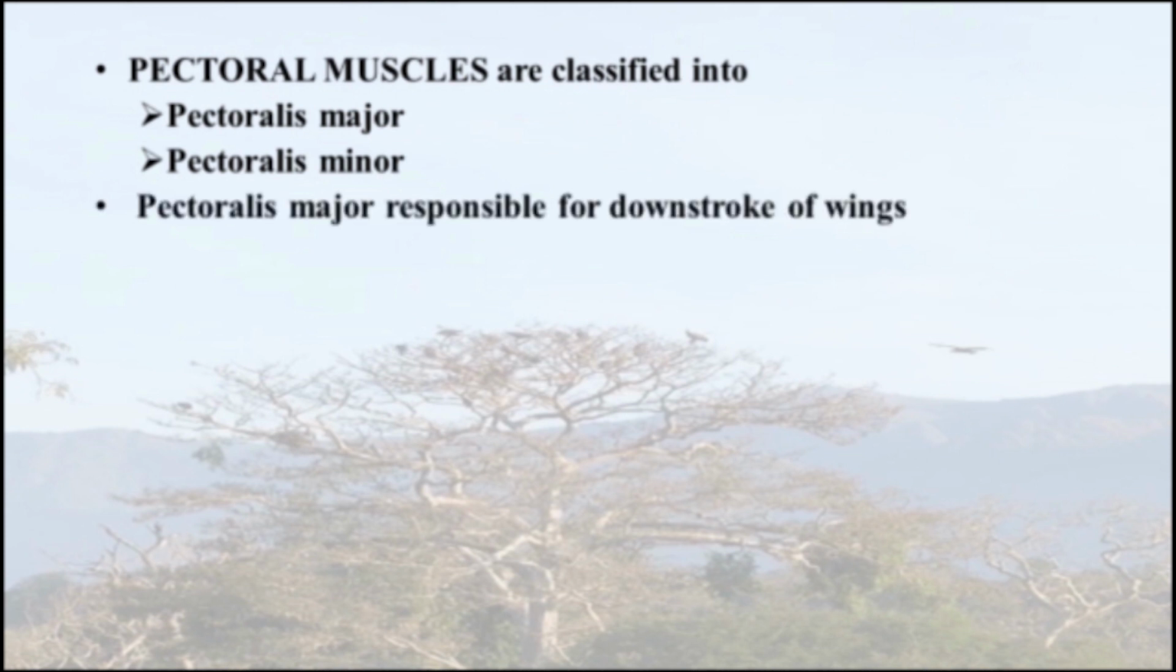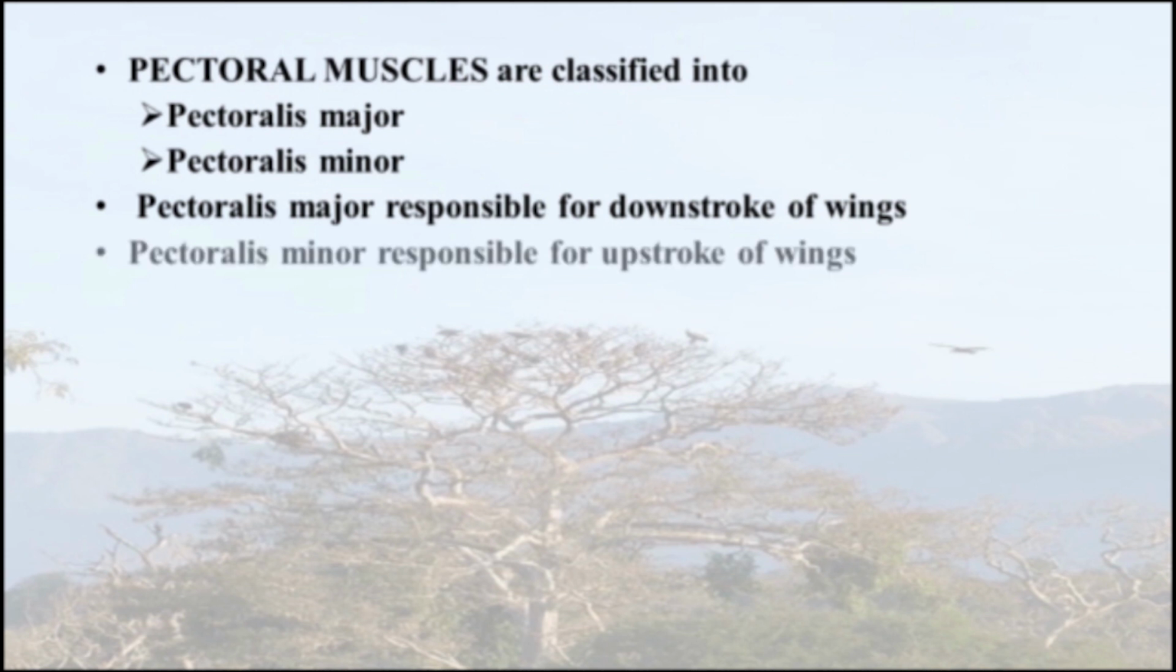Pectoralis major is responsible for downstroke of wings. When pectoralis major muscle contracts, the wing is pulled downwards and forwards. Pectoralis minor is responsible for upstroke of wings. When it contracts, the wing is pulled backward and upwards.